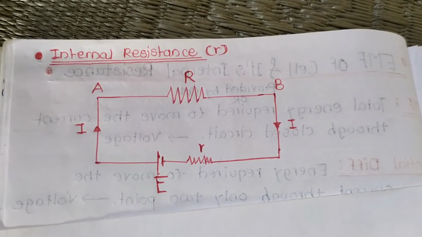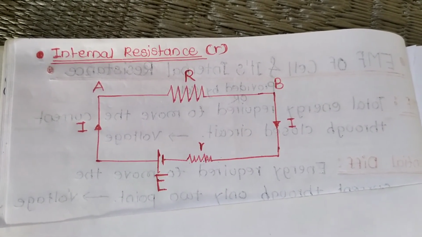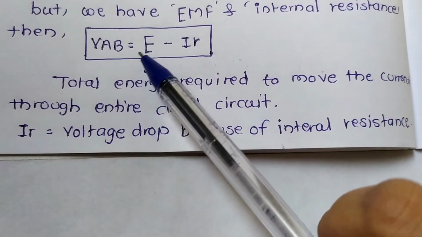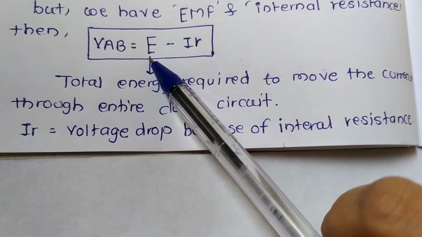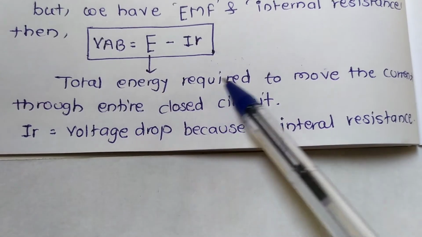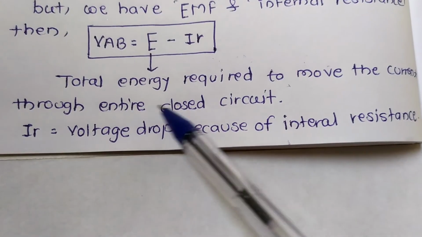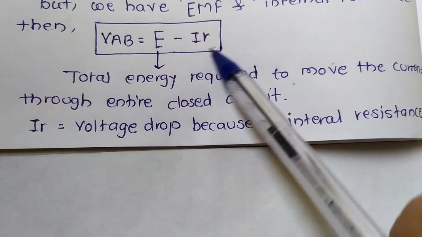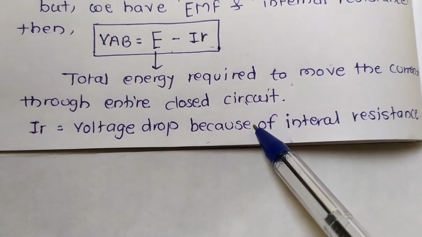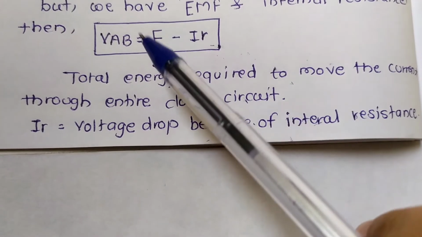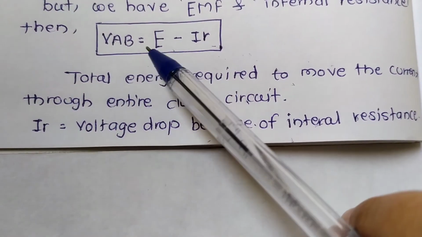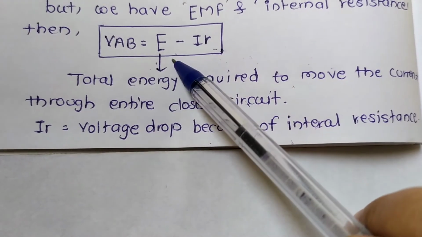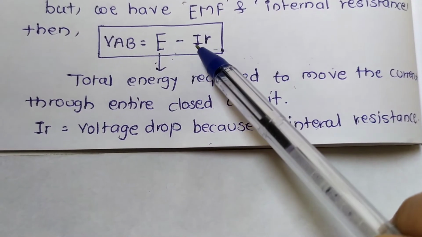How can we write it in formulas? VAB is equal to EMF, meaning the energy required to move the current through the entire closed circuit, minus IR, the voltage drop because of internal resistance. Then this is an important formula. VAB is equal to E minus IR.